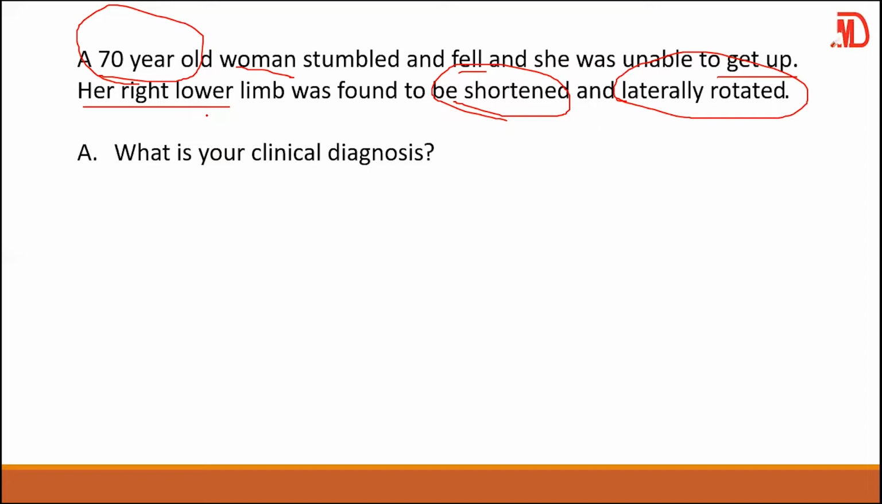So over here, you are thinking of a right femoral neck fracture. Again, old age, history of a fall, and cannot get up. Very, very diagnostic for a femoral neck fracture. All right.